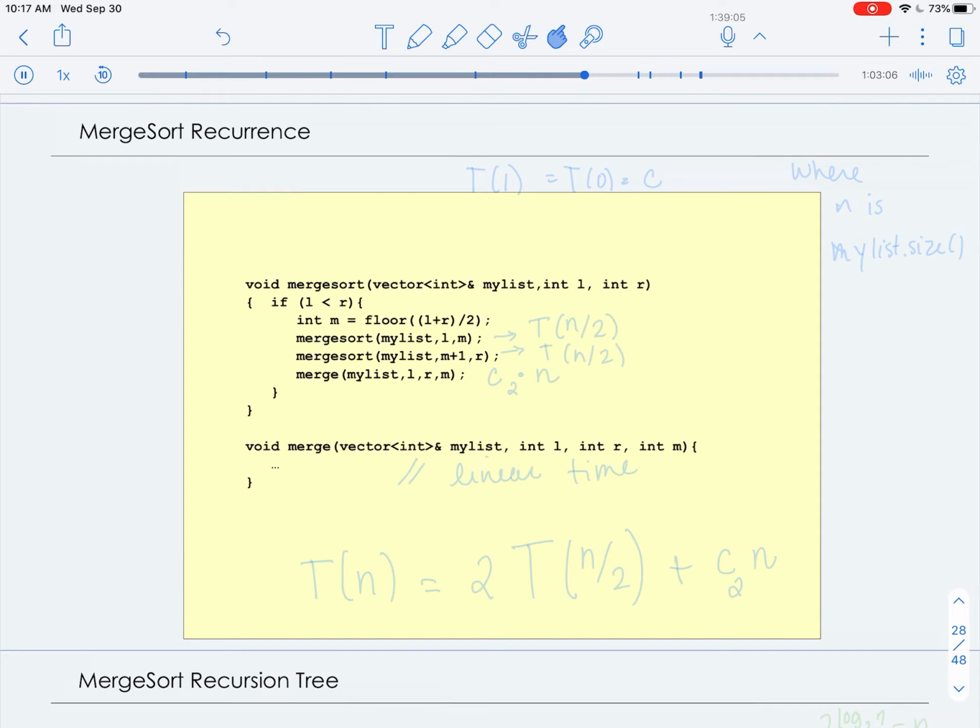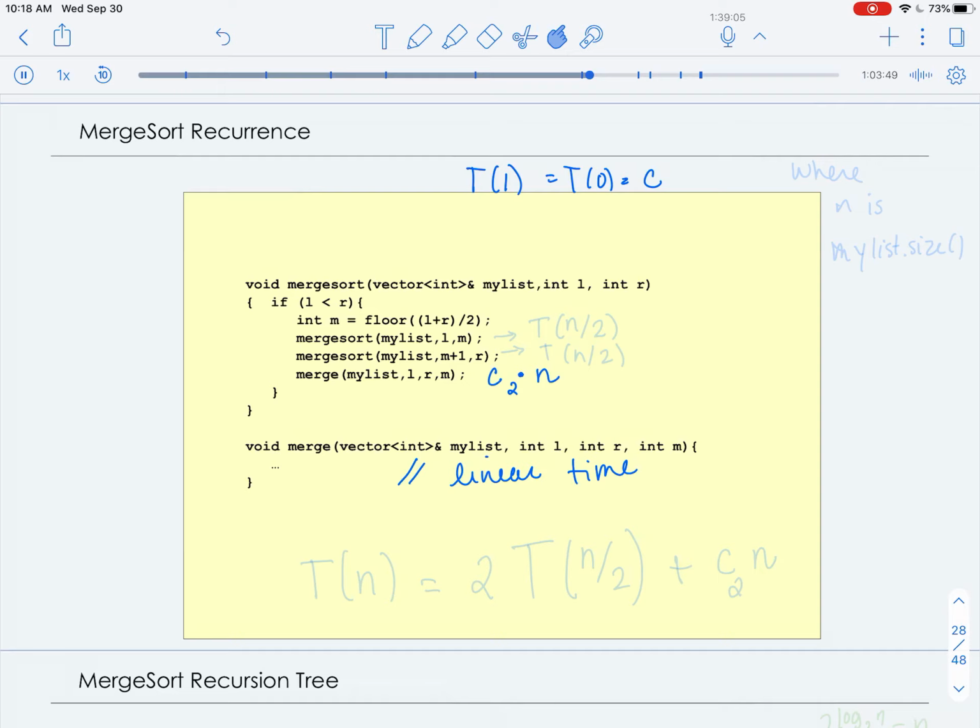There's a couple things that we want to point out. We're assuming that for the base case, if we just have a list of size 1 or size 0, we can return in constant time. Now, we want to express the runtime of Mergesort in terms of itself on smaller sizes. One thing to note is that merge, as we saw before, takes linear time. So this step inside Mergesort is going to take C2 times n, some constant times n, so linear time.